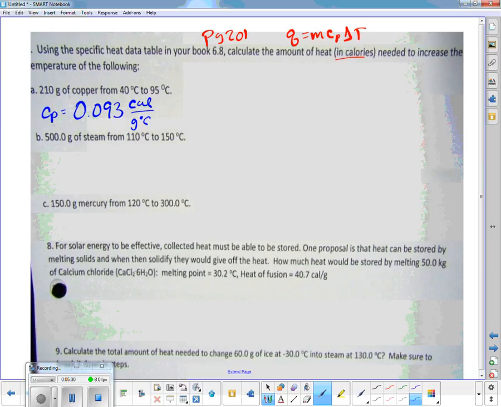Yes, ma'am. Kilojoules per mole, that is the heat of fusion of ice.